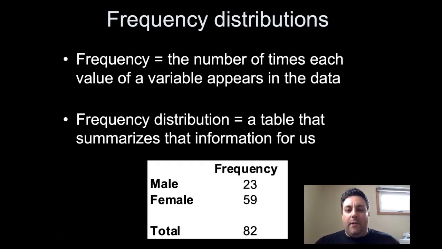So in this example, we've got, say, 82 people. Maybe this is a class, maybe this is a community, right? Maybe this is just a group of people or people who work for an organization. And in this hypothetical example, the male value occurs 23 times and the female value occurs 59 times. And you add those two numbers up, that gets us to 82.